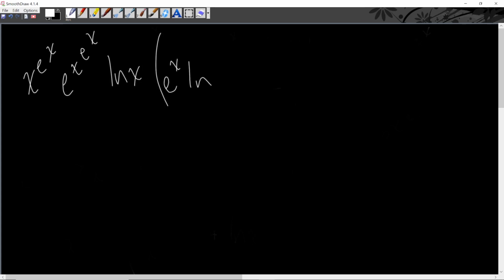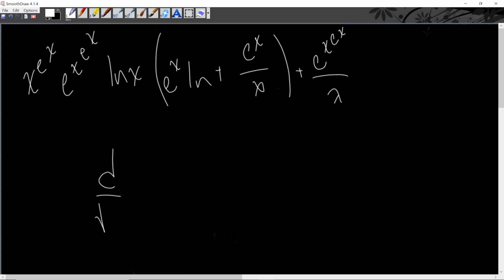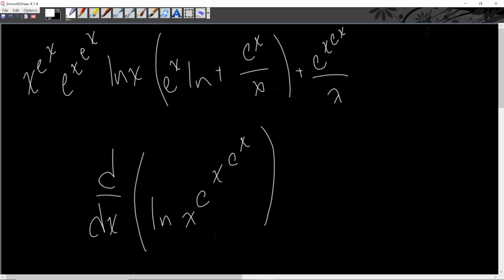And we will get x to the power of e to the power of x times e to the power of x to the power of e to the power of x times ln x times e to the power of x times ln x plus e to the power of x over x plus e to the power of x to the power of e to the power of x all over x. And that's going to be the derivative of ln x to the power of e to the power of x to the power of e to the power of x. All right.